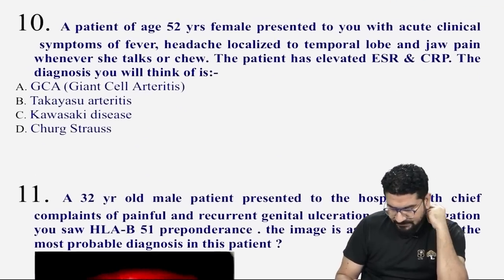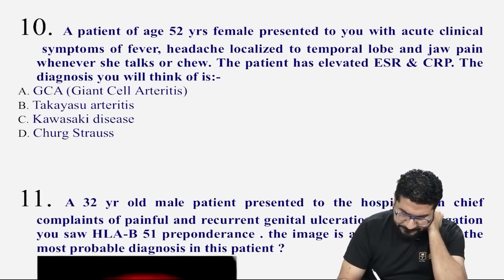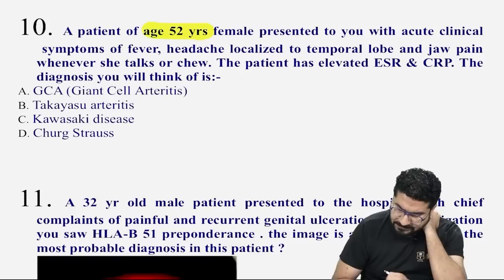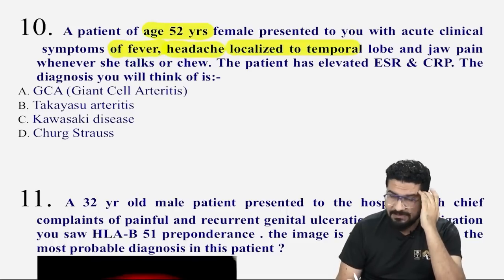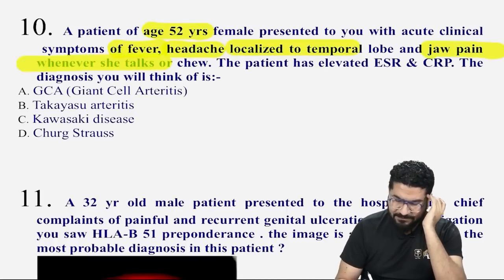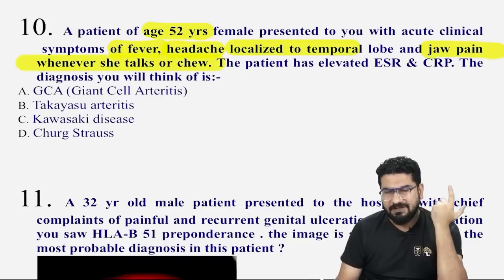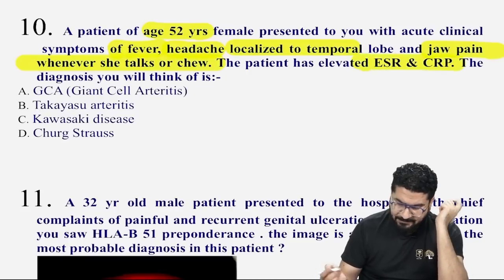Okay, coming to the next question. A 52-year-old patient with acute symptoms of fever and headache localized to the temporal region. The patient is having headache and jaw pain whenever she talks or chews. So that is jaw claudication the patient is having. ESR and CRP are raised. What is the diagnosis?